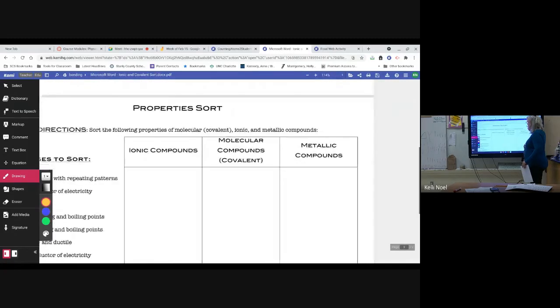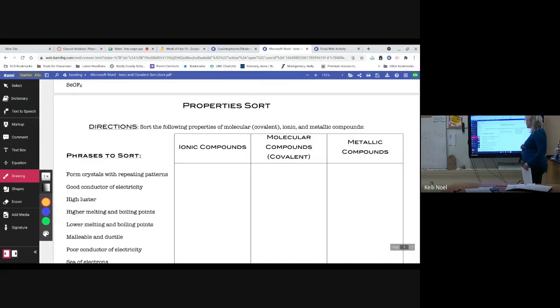And then for the second part, you may have to search on the internet to do the sort. So you have these phrases over here that you're going to sort. Does it go with ionic compounds? Does it go with covalent? Does it go with metallic? We didn't quite get to the notes that I think that goes over this part. So you will need to Google properties of ionic compounds and pick out the ones that go. Properties of covalent, pick those out. And properties of metals, pick those out. So you need to Google to complete the second page. So that is all that you're doing today.